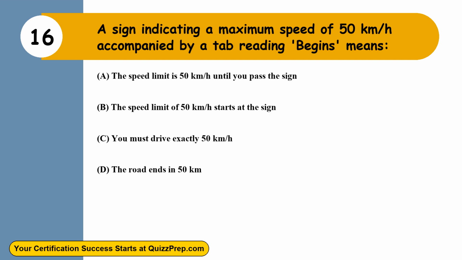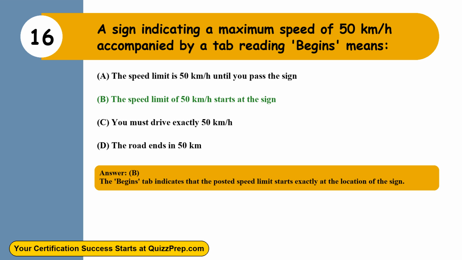Question 16. A sign indicating a maximum speed of 50 km/h accompanied by a tab reading "begins" means: Option A, the speed limit is 50 km/h until you pass the sign. Option B, the speed limit of 50 km/h starts at the sign. Option C, you must drive exactly 50 km/h. Option D, the road ends in 50 km. The correct answer is option B, the speed limit of 50 km/h starts at the sign. The Begins tab indicates that the posted speed limit starts exactly at the location of the sign.